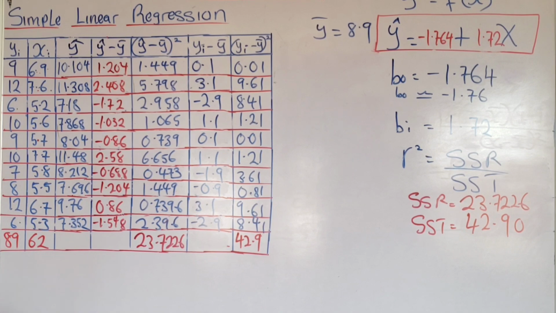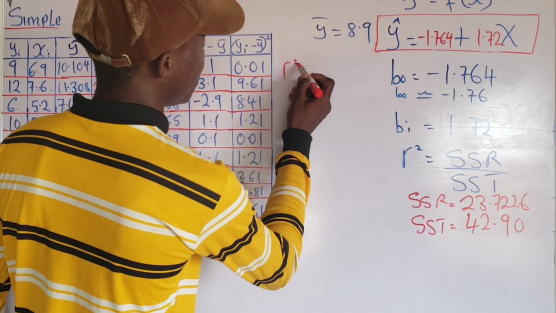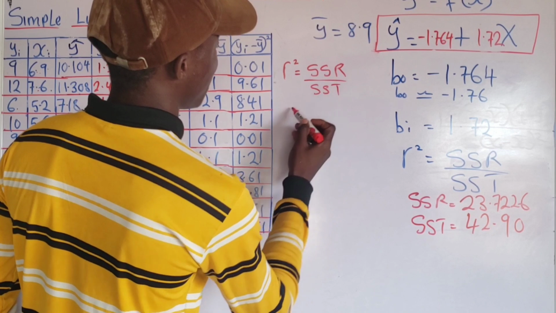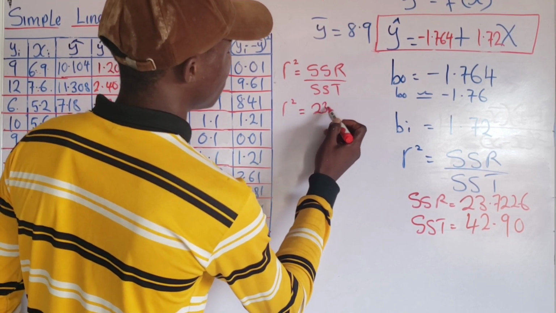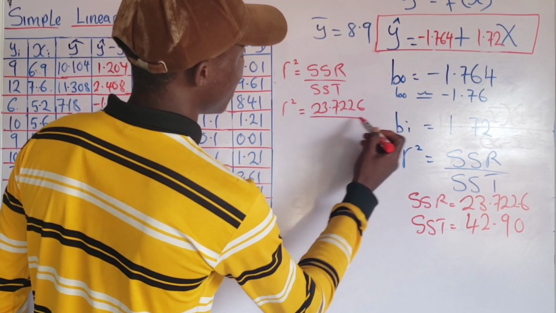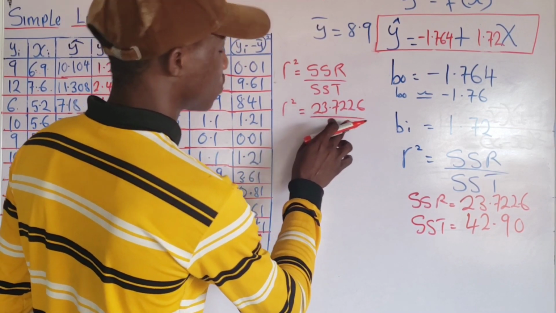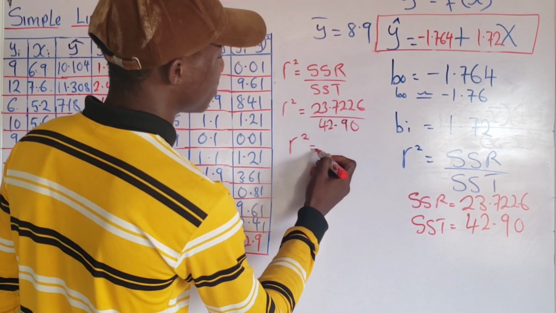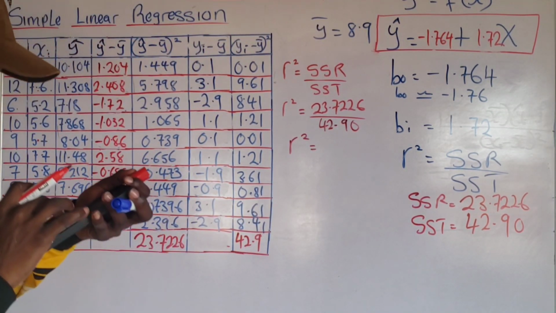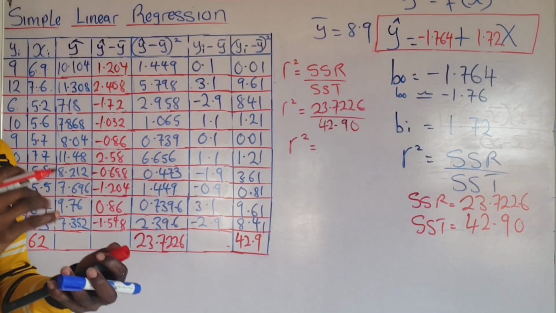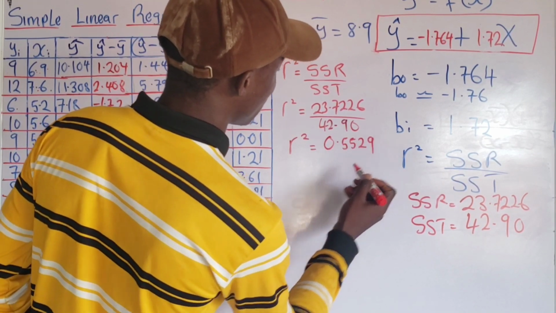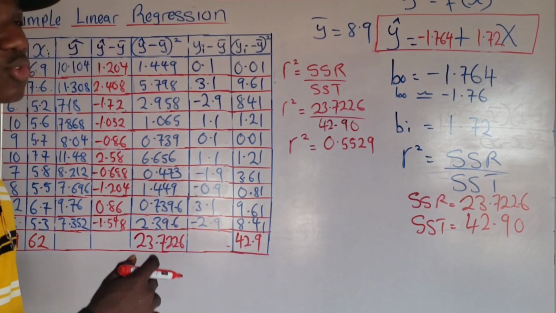Now we have gotten the sum of square due to regression and the total sum of square. We can easily determine the coefficient of determination. The coefficient of determination is r squared. R squared is equal to SSR over SST. SSR is 23.7226 and SST is 42.90. So R squared is equal to 23.7226 divided by 42.90. That will give us 0.5529. So that is the coefficient of determination.